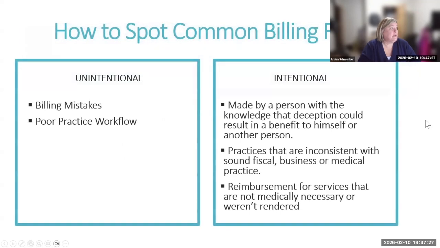So, how do you spot it? Unintentional, again, is just simple mistakes or poor practice workflow. Intentional is made by a person with the knowledge that the deception could result in a benefit to himself or another person. Intentional also is reimbursement for services that are not medically necessary or weren't rendered.